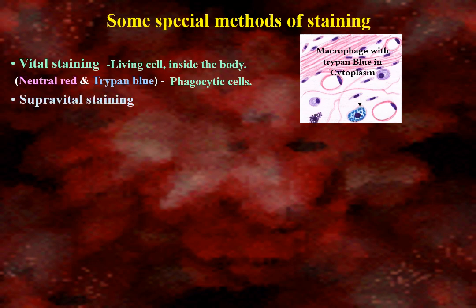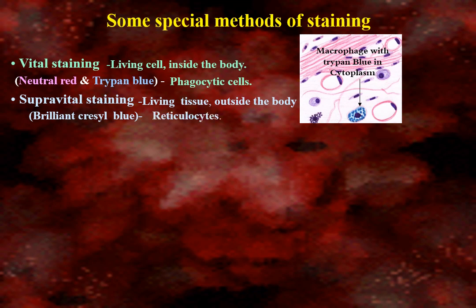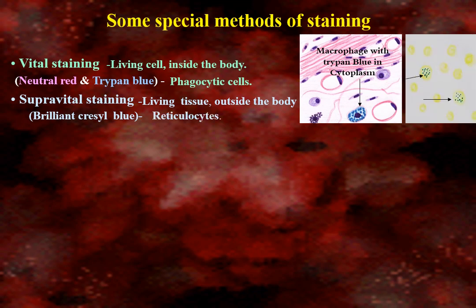Supravital staining is the staining of a living tissue outside the body, as a staining of the blood with brilliant cresyl blue to detect immature blood cells like reticulocytes.